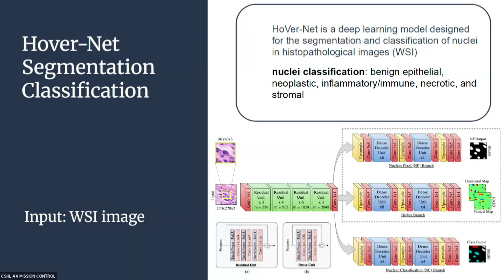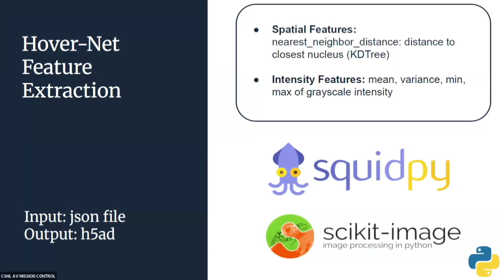We started using HoverNet, a deep learning model that we use for segmentation and classification. With HoverNet, we did a nucleus segmentation, in which we classified the nuclei as benign, neoplastic, inflammatory, immune, necrotic, and stromal. The output is a JSON file, and inside this JSON file we have the position of each nucleus and the label for this nucleus. Then we use the JSON file from the previous HoverNet model as input to extract some features with SqueakPy and scikit-image, related to spatial features and intensity features. As I said before, they have a biological meaning.